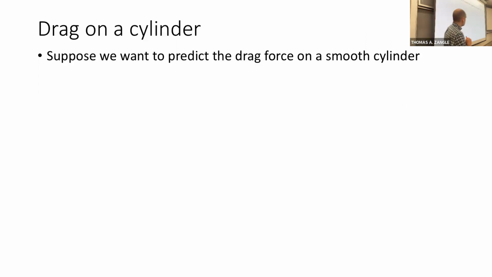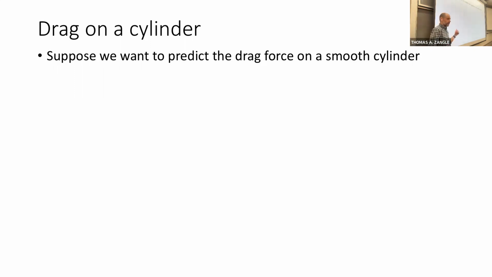All right, so let's look at another example and talk about what the results are. We'll talk about one of the things we can do with the pi groups. Good question. And we'll talk about it in this example of a drag on a smooth cylinder. Let's say we want to predict the drag force on a smooth cylinder. This is kind of a classic problem in fluid mechanics.